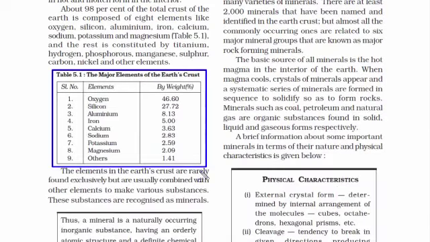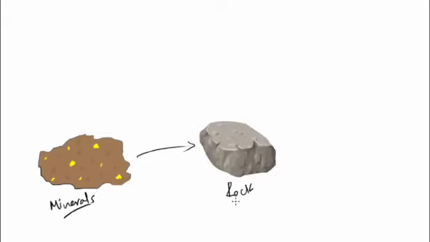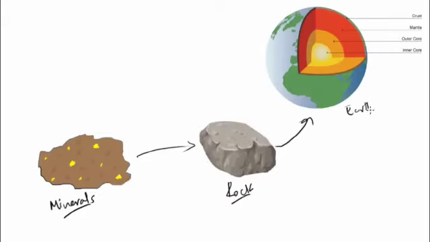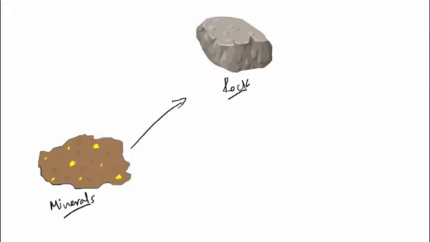Apart from these elements, there are other elements as well, like hydrogen, phosphorus, manganese, sulfur, carbon, nickel, but they are found in less percentage. Now, what is the difference between minerals and rocks? First of all, you must know that minerals are found in rocks, and these rocks are found in Earth's crust. But then a rock has more than one type of mineral.